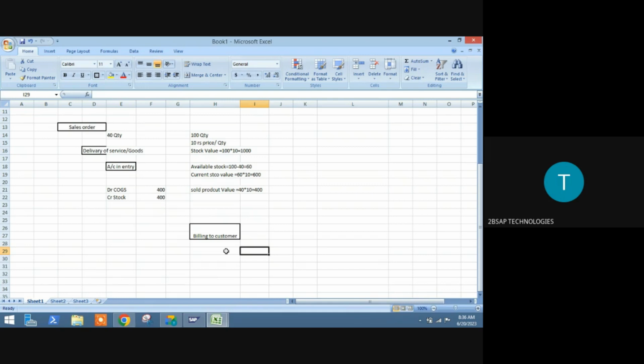So at the time of billing, what is your accounting entry? Billing means what? This is your cost of the product. This value you won't give to your customer, right? This is in your books. So now you are giving a value to the customer, the selling value.